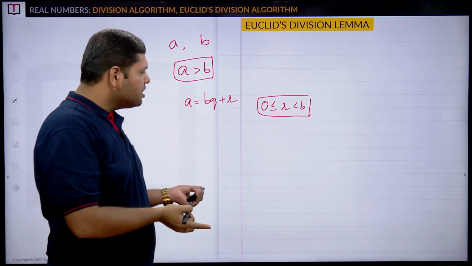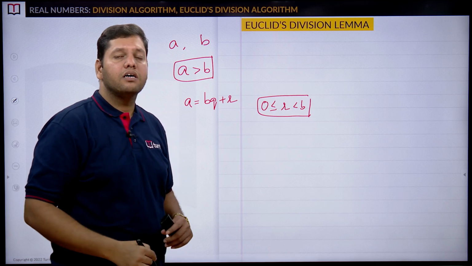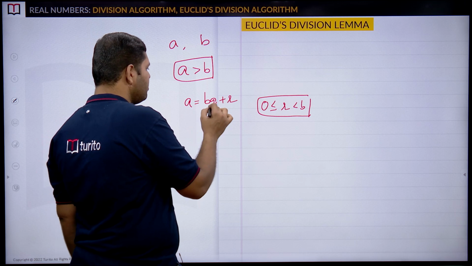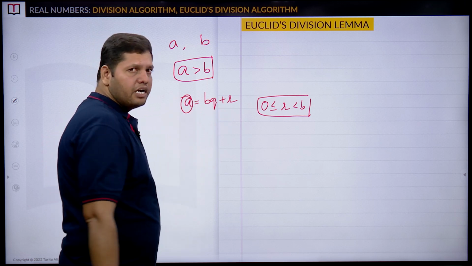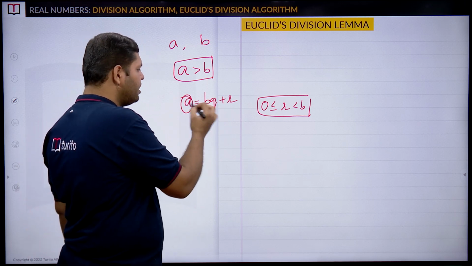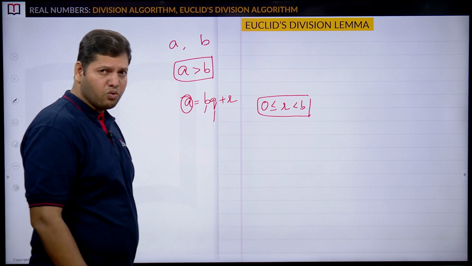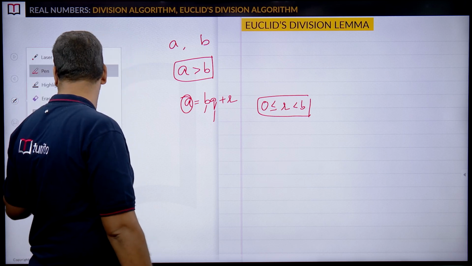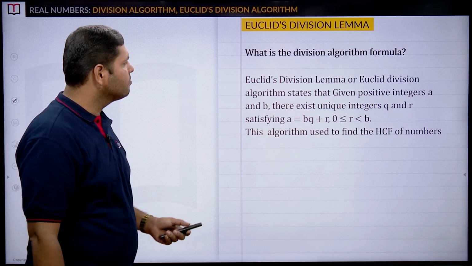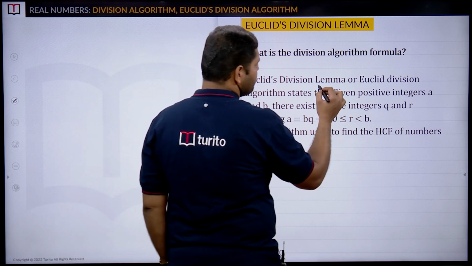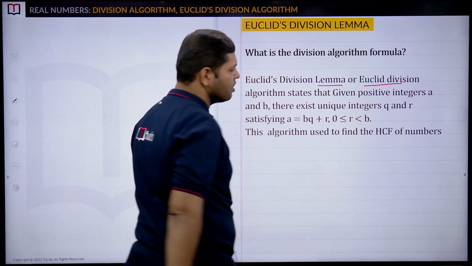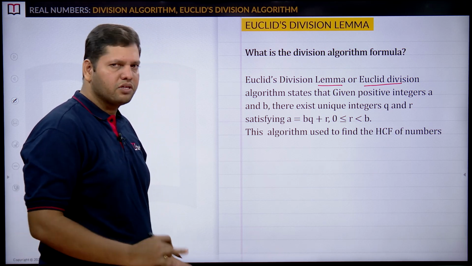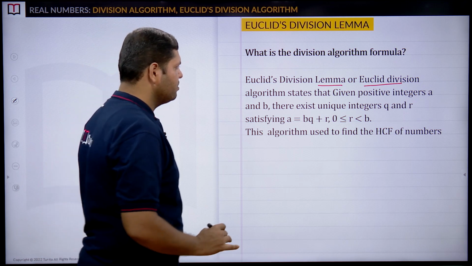So by using this Euclid division algorithm, we can find the HCF of numbers. Okay. So here A is some number, and A is the dividend, and B is the divisor, and Q is the quotient, and R is the remainder. Okay. So children, look at the definition. The Euclid division lemma, otherwise we can say the division algorithm. Both are the same only. So don't get confused. Okay. We can say lemma or algorithm.